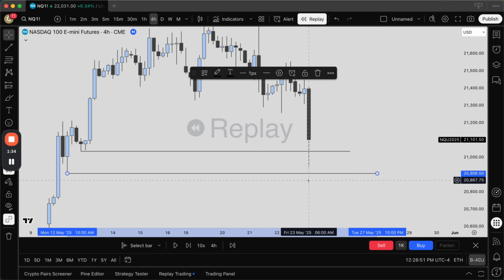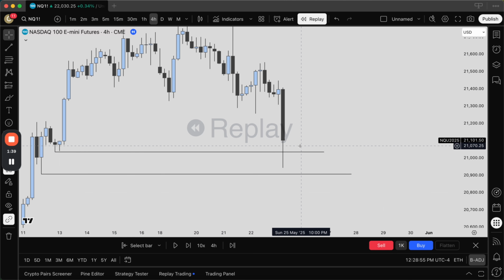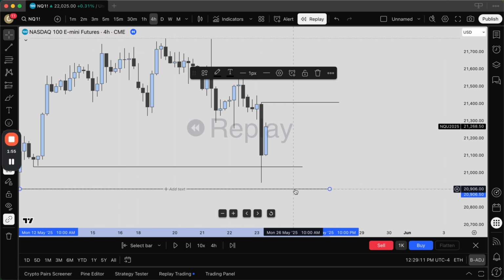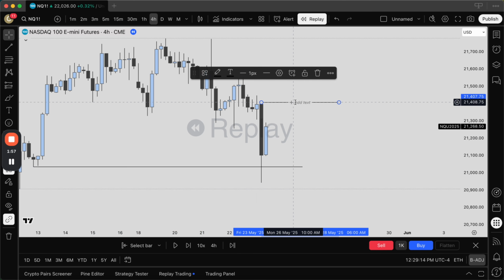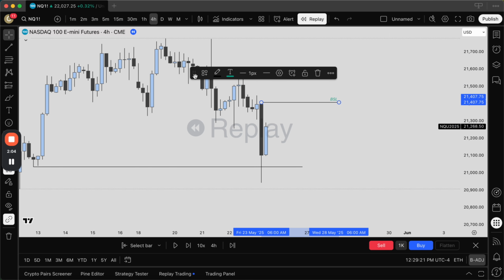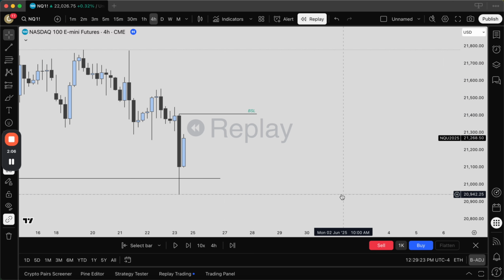If there's displacement, then my draw would be this low. If there's not displacement, and if price reacts to the upside from this level, then my draw would be this high. So let's see what price does. And as you can see, price clearly respects this piece of liquidity right here. So this would not be my draw. This buy side liquidity would be my draw on liquidity here. So let me mark that out, and let's see what happens.